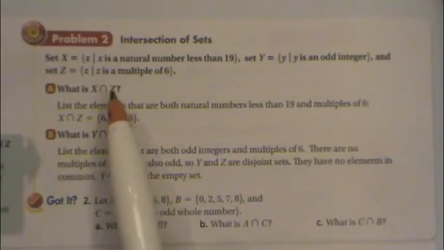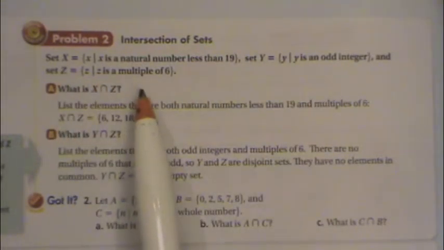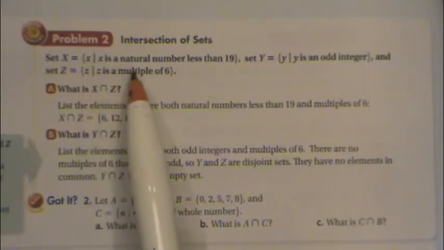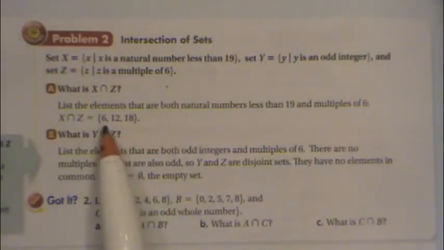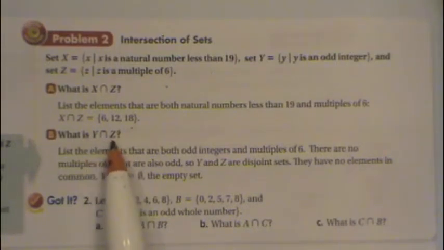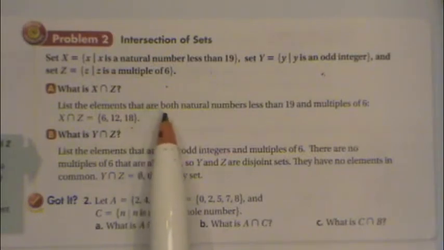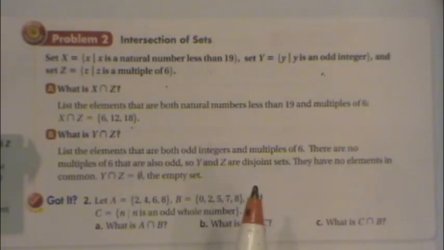Problem 2. They give you 3 sets: x, natural numbers less than 19, y, odd integers, and z, multiples of 6. What is the intersection of x and z? So this has to be a natural number less than 19 and a multiple of 6. Well, there are 3 of them: 6, 12, and 18. What is y intersection z? That's this set and this set. So we need an odd integer and a multiple of 6. Well, you remember from your multiplication divisibility rules, there is no multiple of 6 that's odd. They're all even. So that is an empty set.